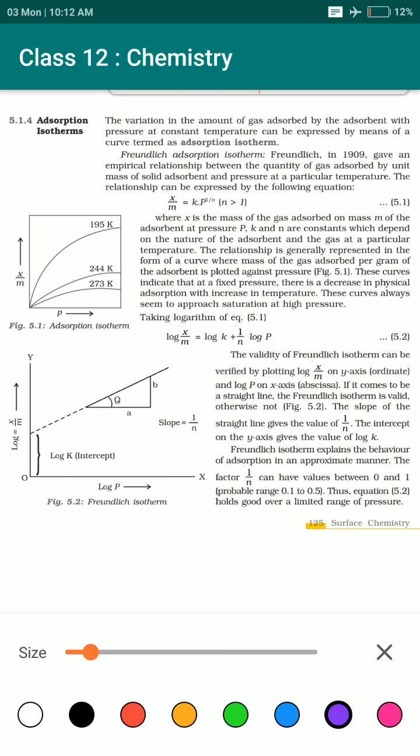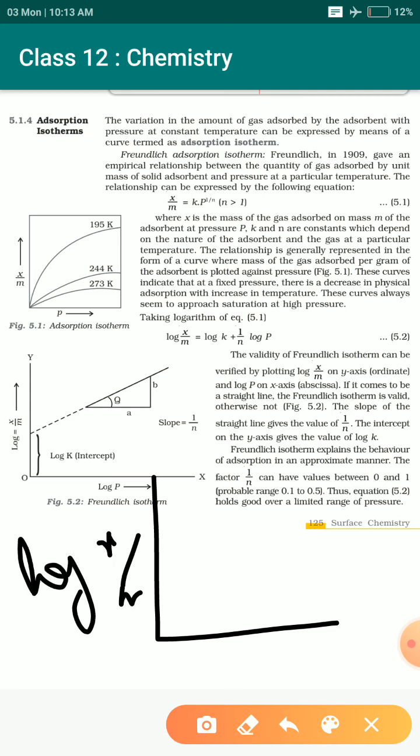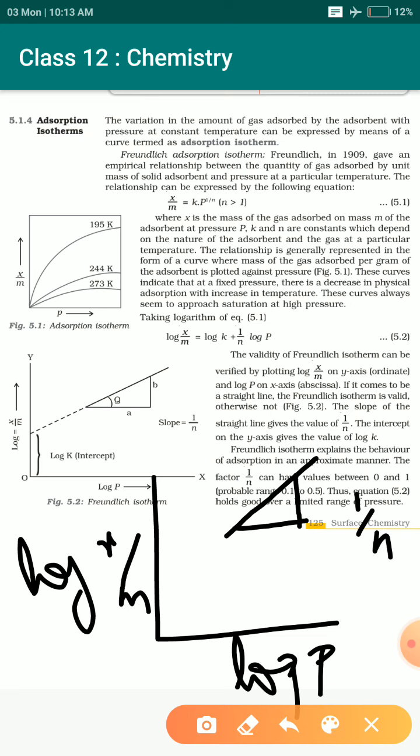Similarly, this adsorption isotherm can be proved by the same method. If the graph is straight, definitely this particular concept about what we had told is true. So the graph log x by m to log p will be a straight line graph with a slope 1 by n. That is the slope of this particular equation. And also the intercept log k.